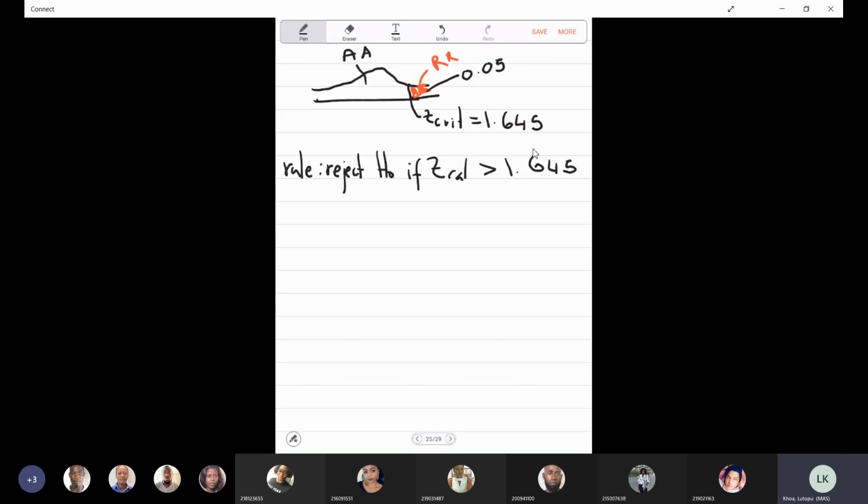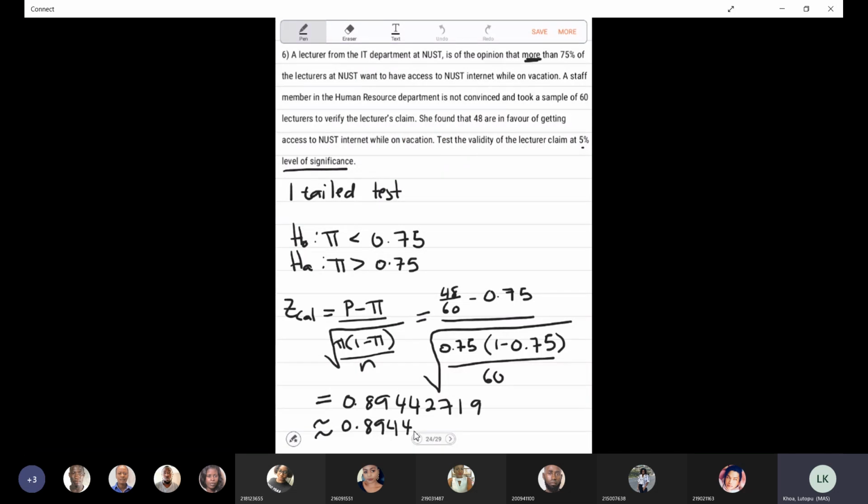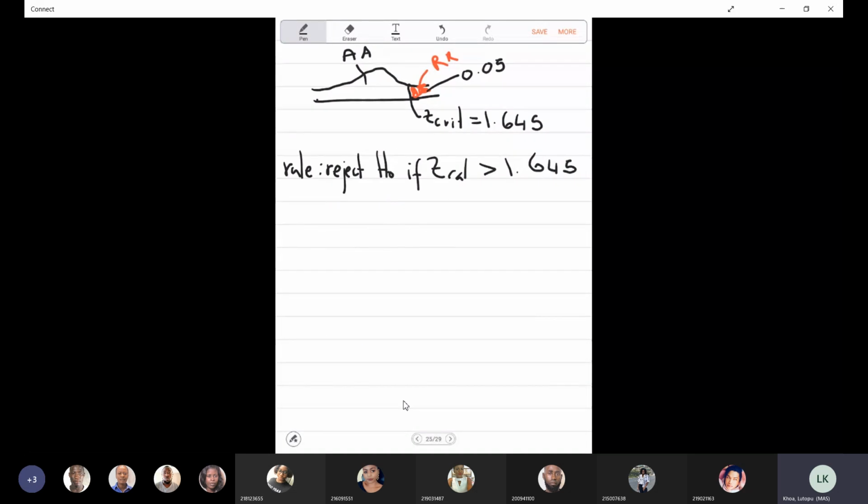Okay, now that we've stated our rule, we need to make a decision. Now the Z that we calculated was 0.8944. So we compare that to 1.645. It is not greater than our critical value. That means we will fail to reject H naught. So we say that since the Z that we calculated is equal to 0.8944, and this is less than 1.645, and we said we'll only reject if we get one that is greater than 1.645, that means we fail to reject H naught.